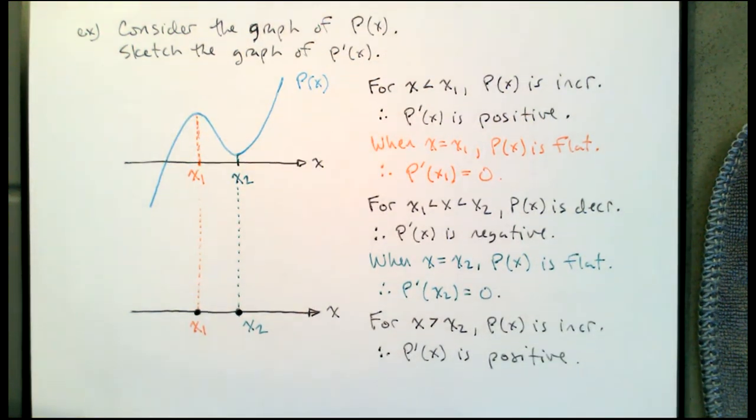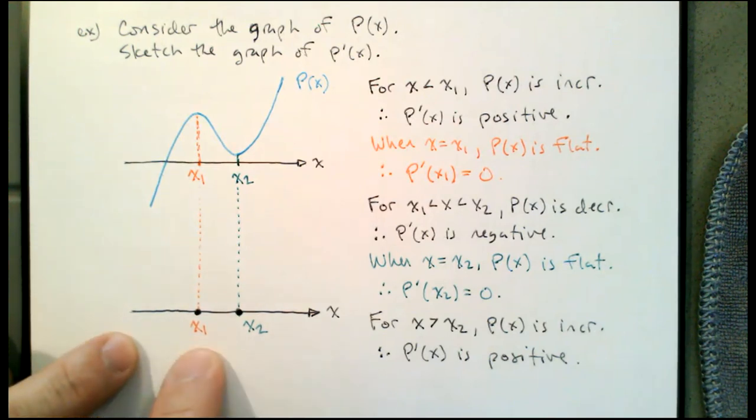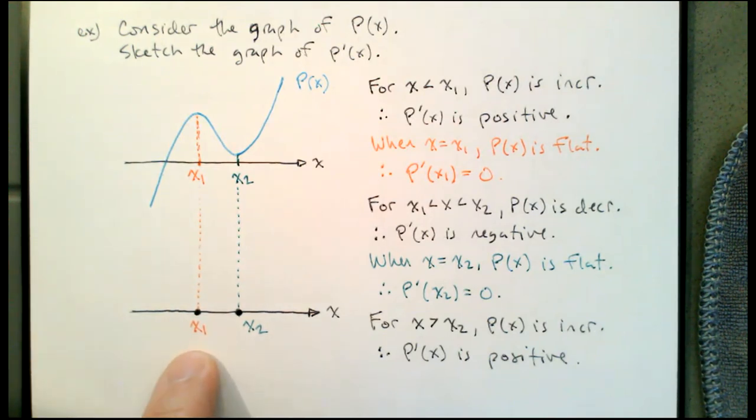So now we've used the information that we see in the graph of P of X to sketch what the graph of P prime of X looks like. I'm going to draw something that's positive before x1, hit 0 at x1, be negative between x1 and x2, and then be positive after x2.